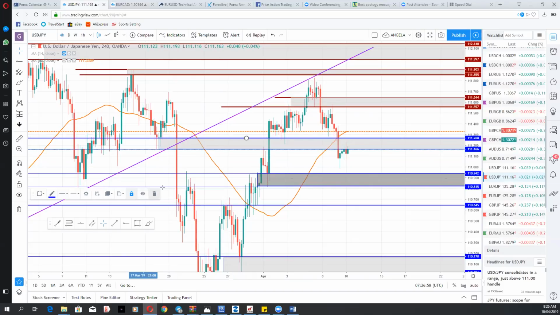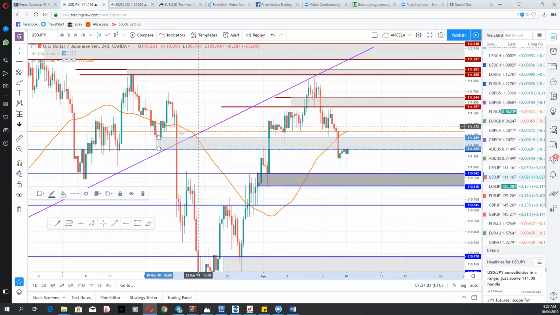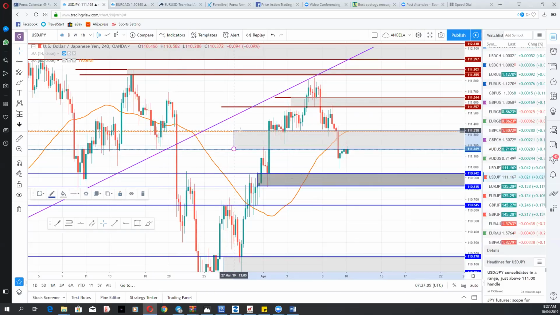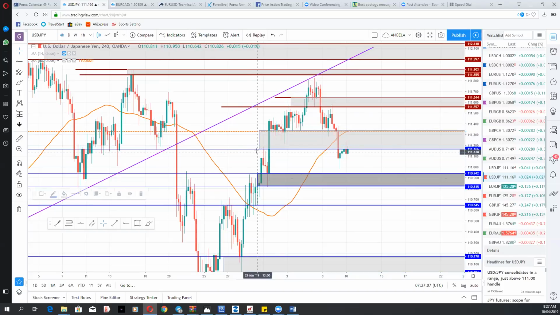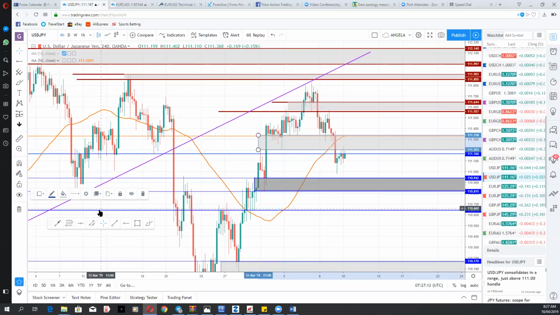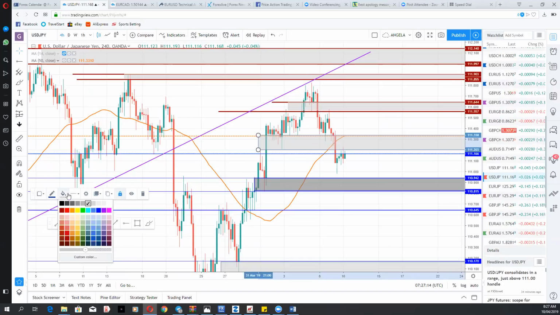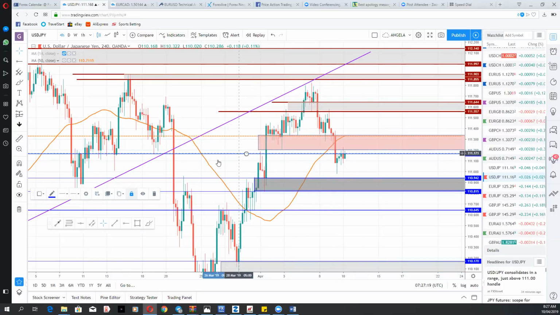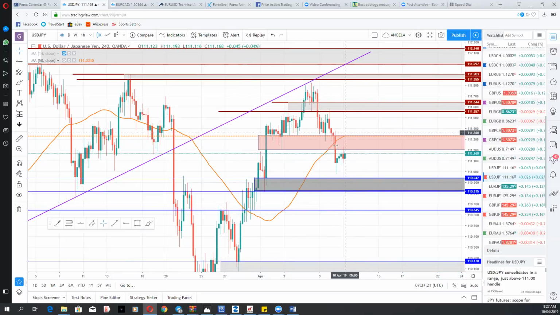Let me get rid of this and rearrange this. So this area, it's pretty big. This area forms our kind of resistance area. So these are resistance areas for now. So if price runs in here and gets rejected, then it might come down to this support block between 1110.94 and 1110.81.